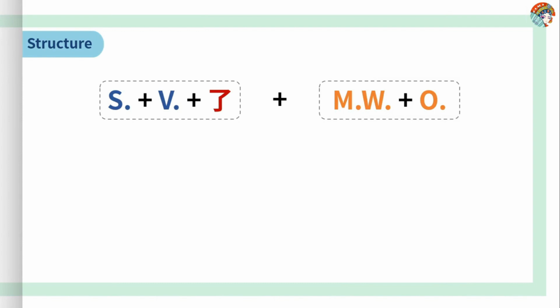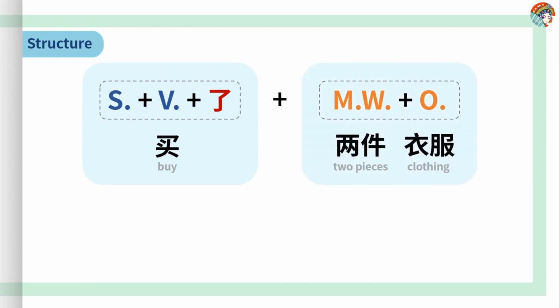So here's the structure. We put le after the verb, and after le, we use numeral measure word plus object. So here, I give you the verb 买, which means buy. The numeral measure word is 2件, means 2 pieces. The object is 衣服, means clothing. So 买了2件衣服 means bought 2 pieces of clothing.